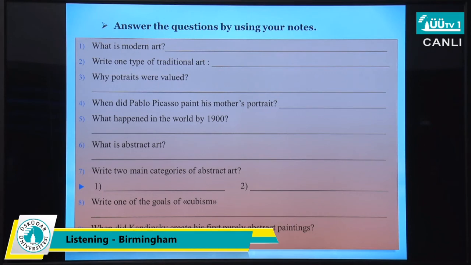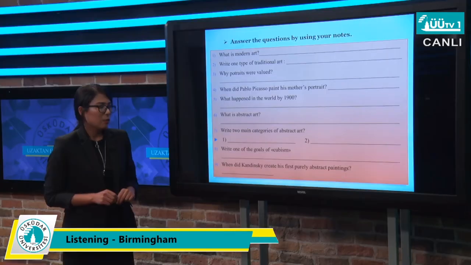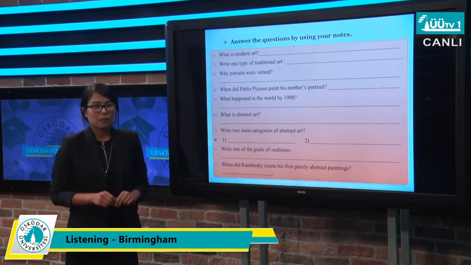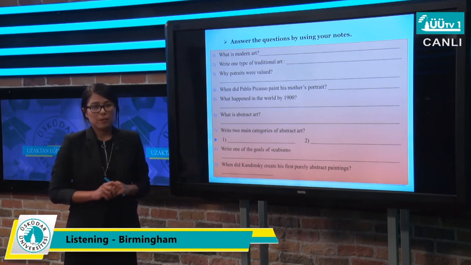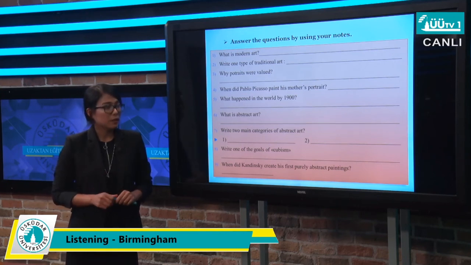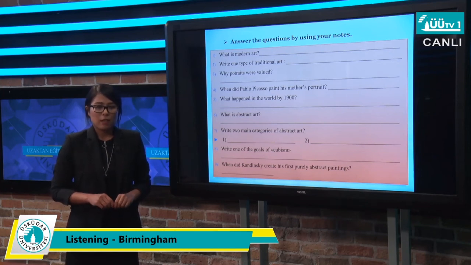5. What happened in the world by 19th? 6. What is abstract art? 7. Write 2 main categories of abstract art. 8. Write one of the goals of Cubism. And last one, when did Kandinsky create his first purely abstract art? Okay, now I will give you a time, but you have to stop the video and write all your answers. Then we will check all our answers together.